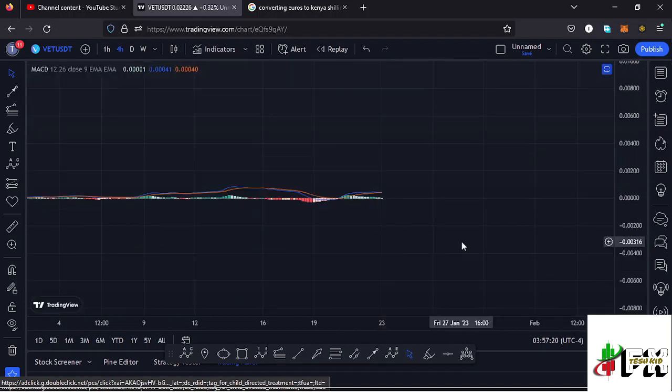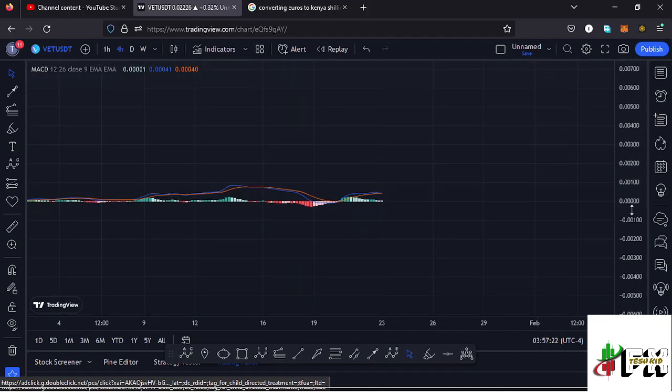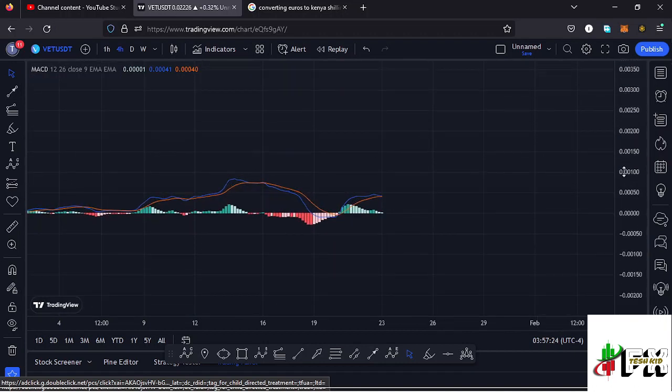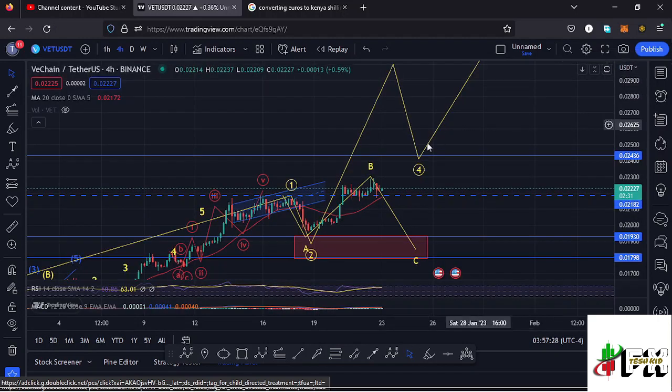And taking a look at the MACD, we have been able to print a bullish cross. That means higher prices are still coming our way, but we are seeing a bit of a decrease in the buying momentum, meaning we might be able to print a bearish cross.